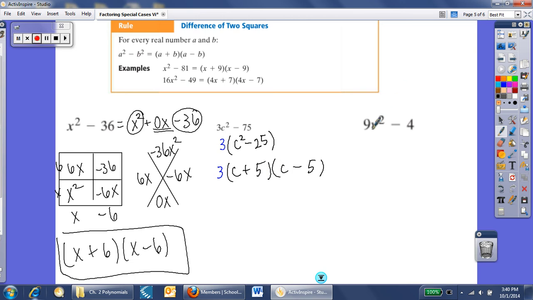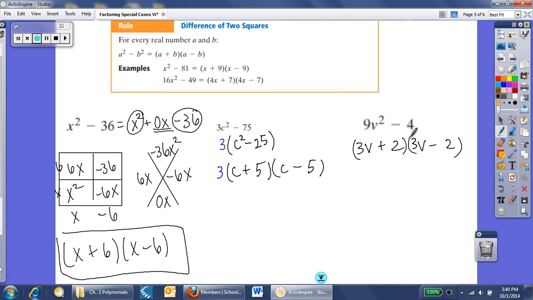The last one, 9v squared minus 4. There's no common factors between 9 and 4, so I'll go ahead and start by opening up my parentheses. I notice that 9 and 4 are both perfect squares. 9 is 3 times 3, and I need v's here. 4 is 2 times 2, so I'll put 2's here. A plus and a minus.